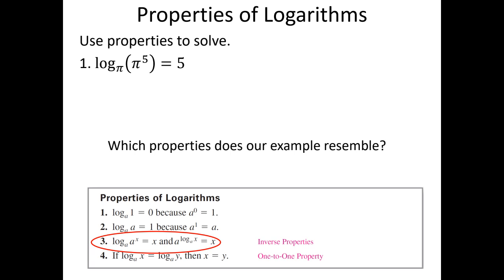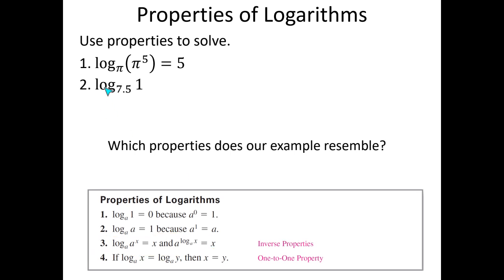Okay, let's try another one. Log base 7.5 of 1. So again here, if we look at this, then we want to know which property we might be able to use. And so let's look at them. So here I have a 1. That means my answer would be 0, right?